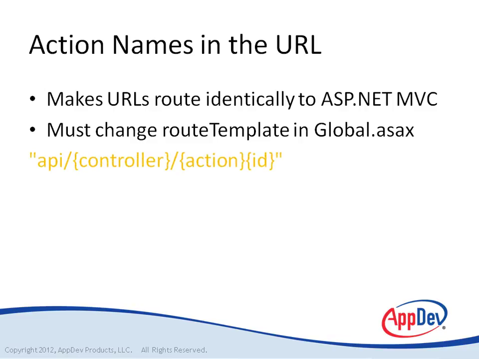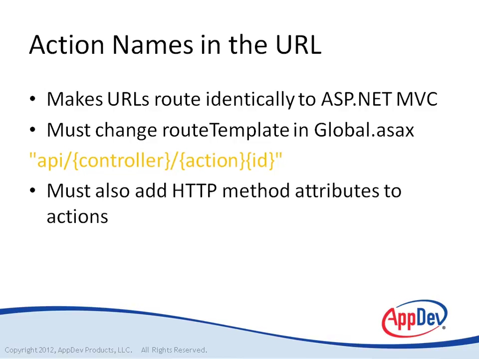And what you're looking for is the place where it actually has the route template, and you're actually going to add action into the template. You also have to add the HTTP method attributes that we covered earlier to the actions. Okay, so not only do you want to name it that way, you have to bind those method attributes to the actions in your controller as well. So it's kind of a lot of work, and not only is it a lot of work, but now you've moved further away from the REST pattern.